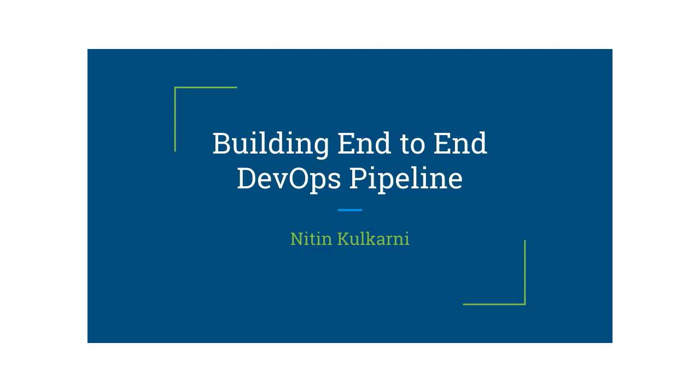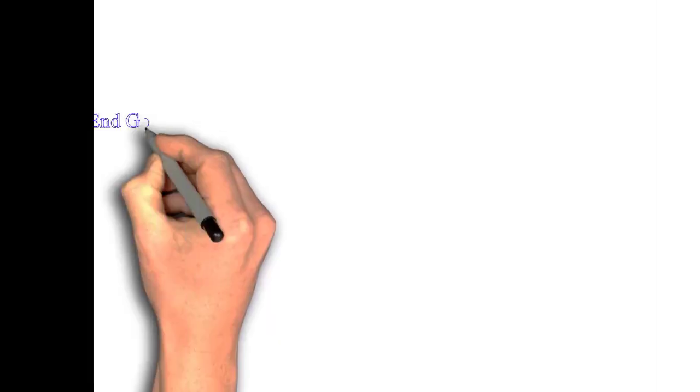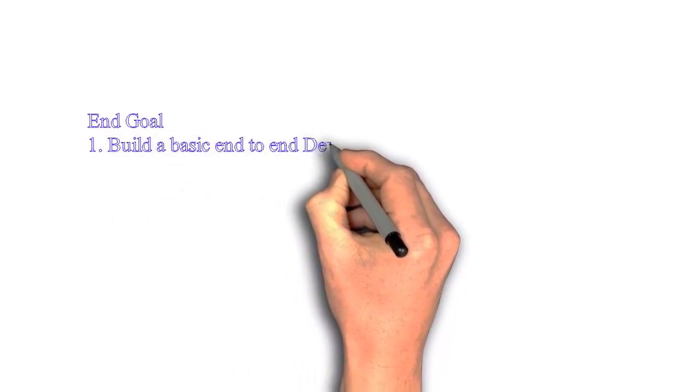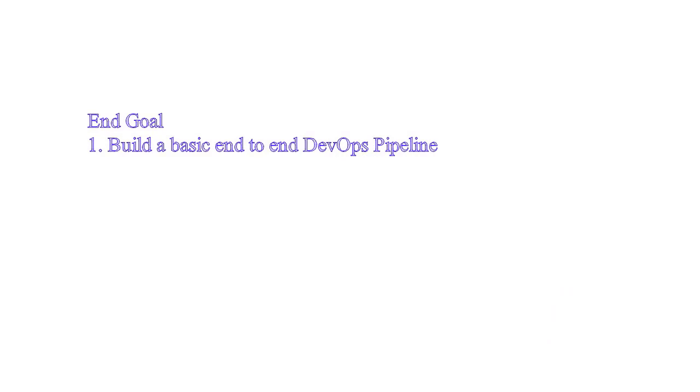Before we begin, let's look at what exactly we are going to do and what tools and platforms we will be using as a part of this course and what our end goal is going to be. The end goal of this project is really very simple, and that is to build a basic end-to-end DevOps pipeline. This project is designed to give you familiarity with some of the tools used so that you can build more complex pipelines in the future.